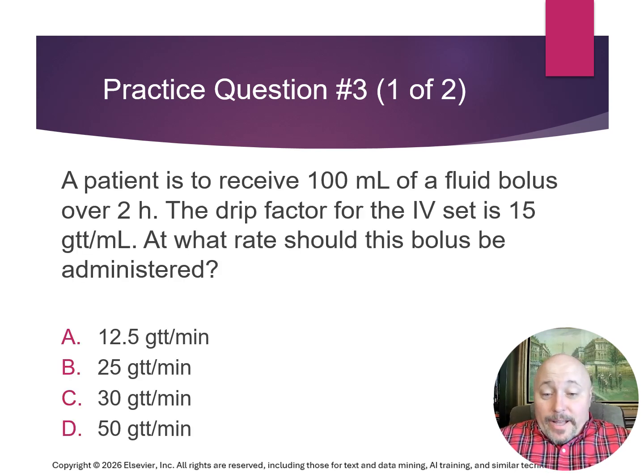For drip factors, we're going to save some of the drip factors for exam 2. A patient is to receive 100 milliliters of a fluid bolus over 2 hours. The drip factor for the IV set is 15 drops per milliliter. At which rate should this bolus be administered? So we want to give our volume, in that case 100 milliliters, times our drip factor, which is 15 drops per milliliter, and we're going to multiply that and divide by our time in minutes, which for 2 hours would be 120 minutes.